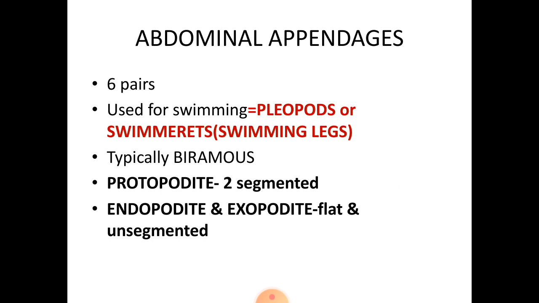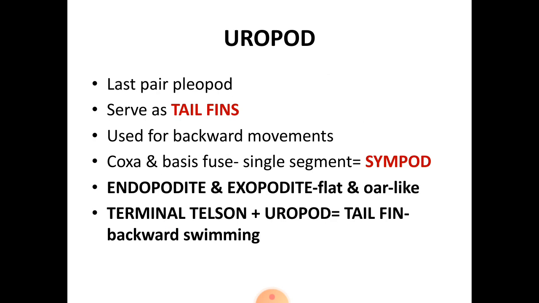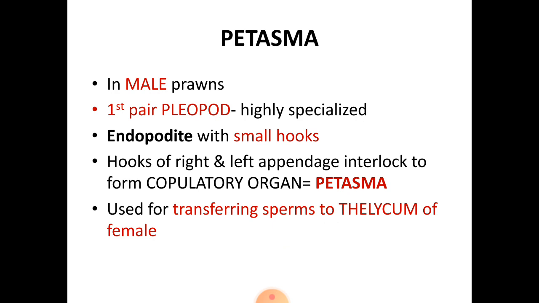The abdominal appendages consist of 6 pairs of appendages and are used mainly for swimming. They are also known as pleopods or swimmerets or swimming legs. They are typically biramous. This is the structure of an abdominal appendage. The last pair of pleopods is known as uropods, which serve as tail fins and are used in backward movement. Here the coxa and basis fuse to form a single segment called the sympod, and the endopodite and exopodite are flat and oar-like. The terminal telson and uropods together form a tail fin which is used for backward swimming.